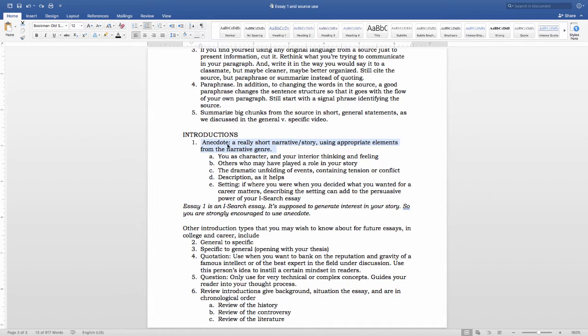Anecdote is a type of introduction that gives a really short narrative or story using appropriate elements from the narrative genre. So, character. You as character, right? Your interior thinking and feeling is a very good and probably the very best sort of choice to have as your introduction. Perhaps your story includes others who may have played some role in your story.